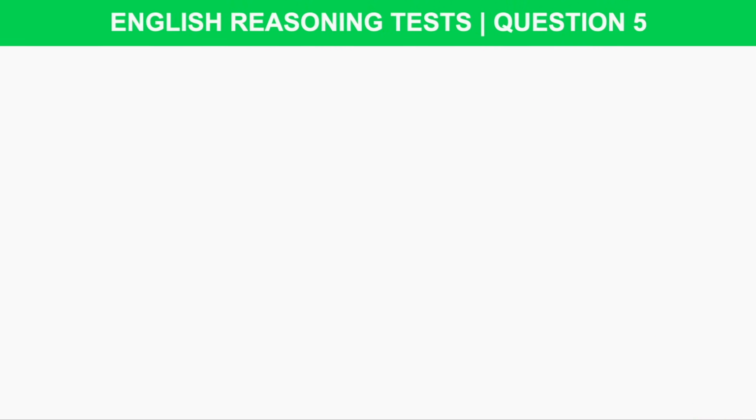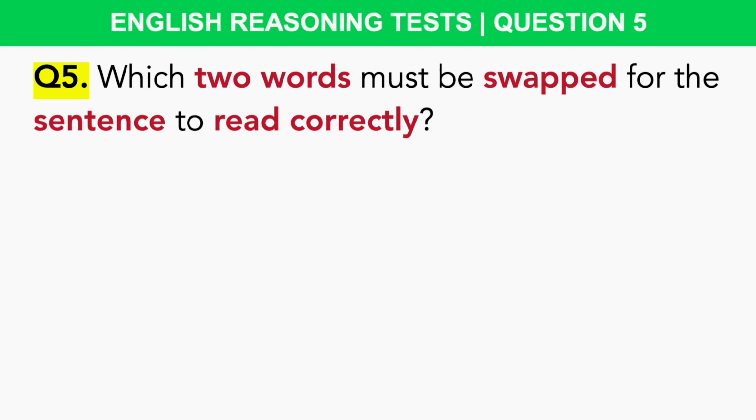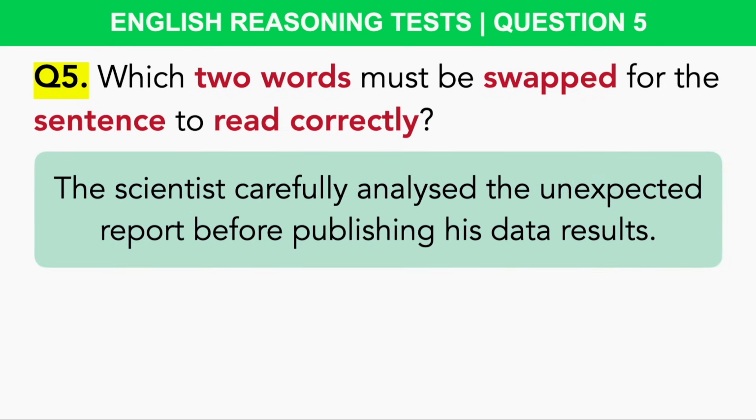Let's now take a look at a different type of English reasoning test question. The question is this: which two words must be swapped for the sentence to read correctly? Here is that sentence. The scientist carefully analysed the unexpected report before publishing his data results. So the key to answering this question is which two words must be swapped for the sentence to read correctly.